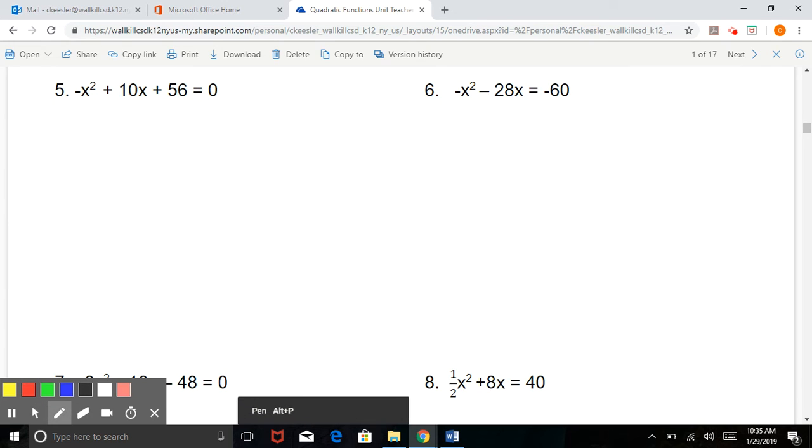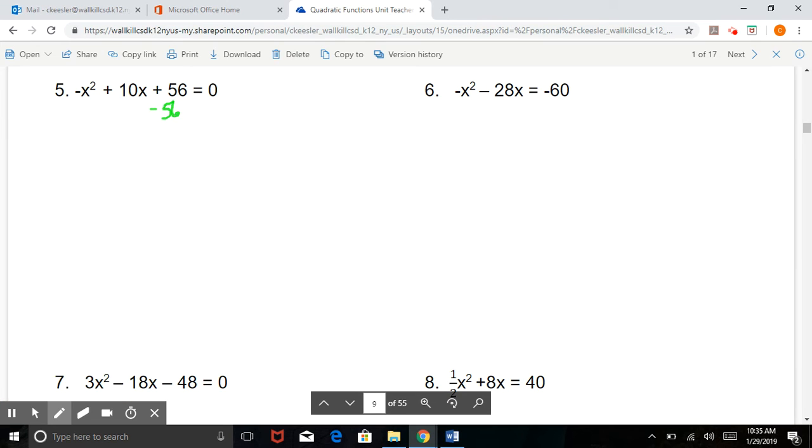So in number 5, we have a negative outside of the x squared term. So we have to write it so that the c value is what we're solving for, and then factor out the negative. So we're going to start by subtracting 56 to both sides. Gives us negative x squared plus 10x equals negative 56. Then we're going to factor out the negative. So negative x squared minus 10x equals negative 56.